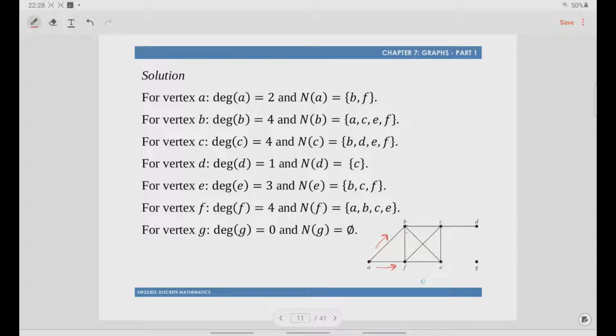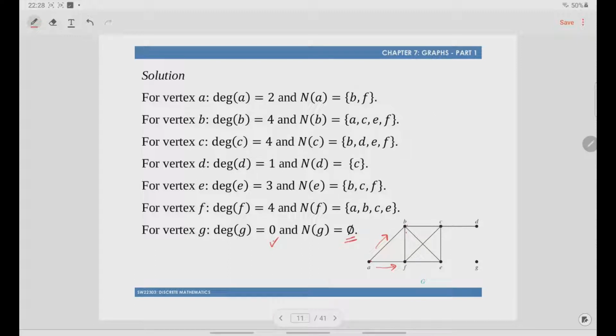And the neighborhood of E, we have B, C, and F. And then the degree of F equal to 4. So the neighborhood of F contains A, B, C, and E. The degree of, be careful with the G. Yes, the degree is 0, because there is no other vertex connected to it. And the neighborhood of G equal to an empty set.